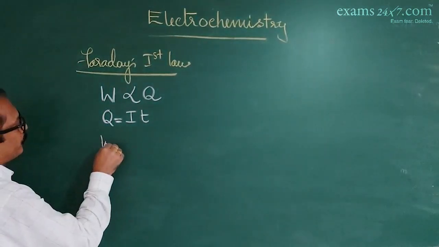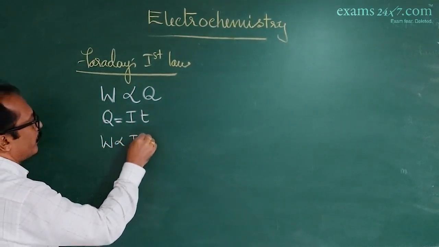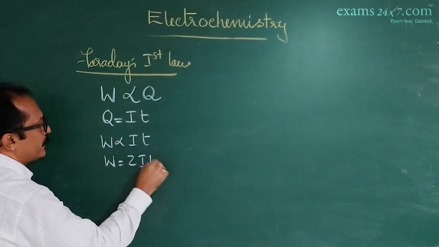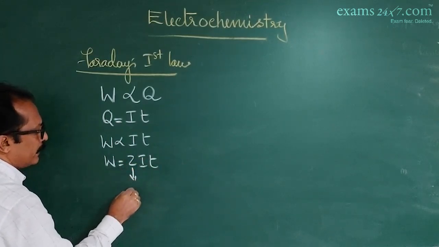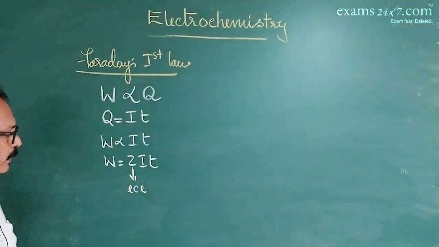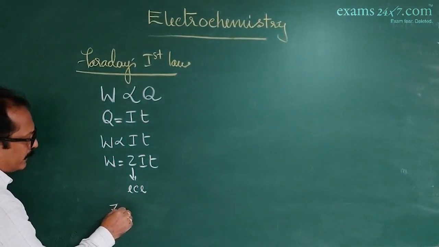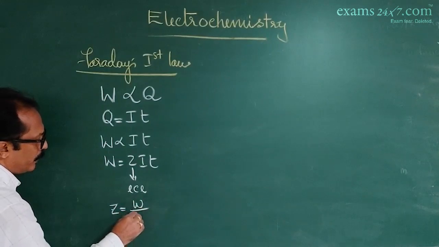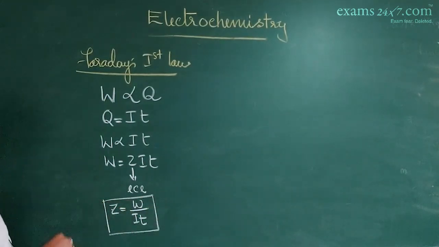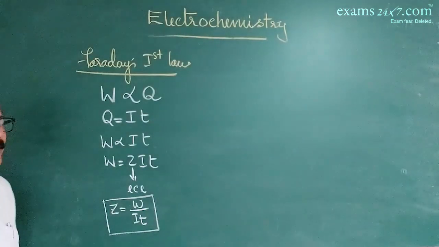So W is proportional to IT, or W equals ZIT. Here Z is called the electrochemical equivalent, and Z can be calculated: Z equals W divided by IT. This is about Faraday's first law of electrolysis.